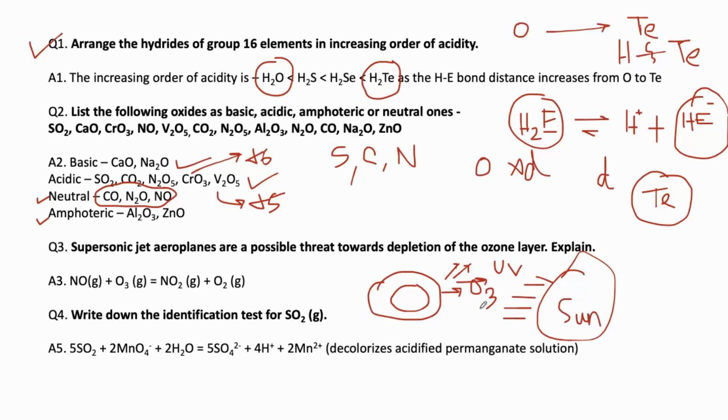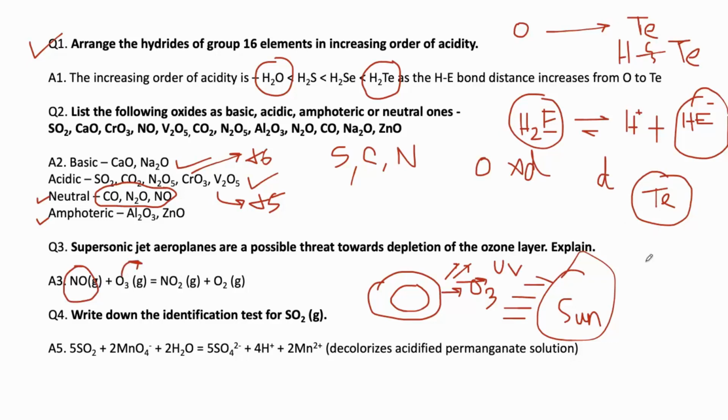Without this ozone layer, the UV radiation coming from the sun will rip us apart, will produce different kinds of cancer diseases in us, and our world will get devastated without this ozone layer. Now, supersonic jet aeroplanes produce nitric oxide. It has been found that this nitric oxide reacts with ozone to form nitrogen dioxide and oxygen. So it depletes the ozone layer.